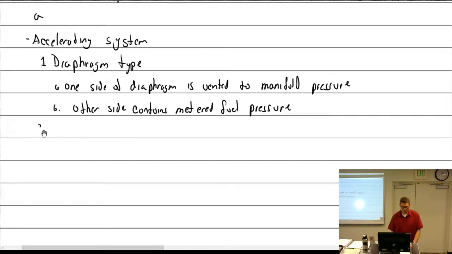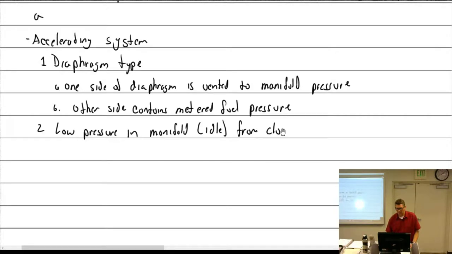I'll make that one, I'll make this two. Low pressure in the manifold, low pressure in the manifold, which would be at idle. Low pressure in the manifold from closed throttle causes vacuum on the air side of the diaphragm. And we have fuel pressure on the other side.